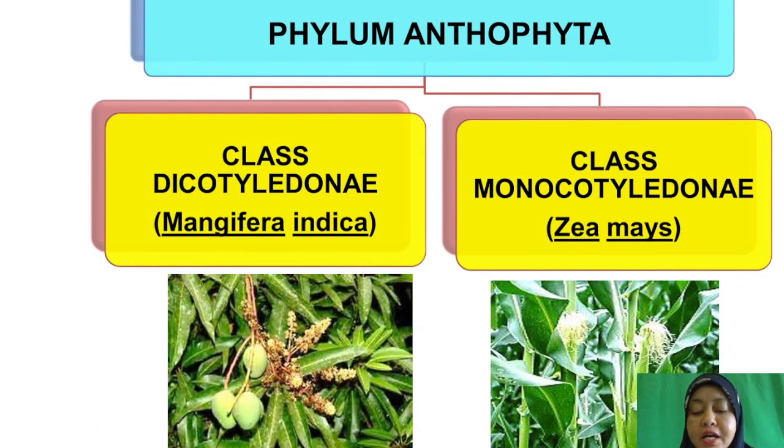So as you all know, next is the phylum Anthophyta. Phylum Anthophyta is divided into two classes, class Dicotyledonae, where the example is Mangifera indica, the mango fruit. Another one is class Monocotyledonae, and the example is Zea mays, corn.